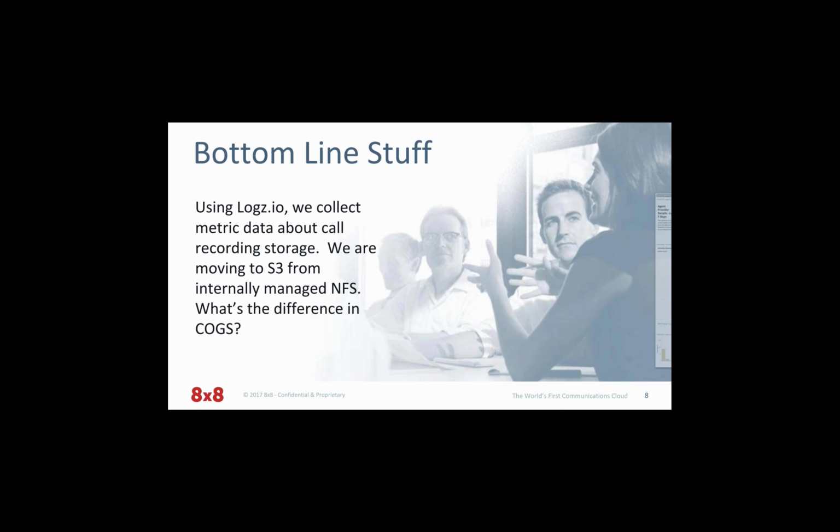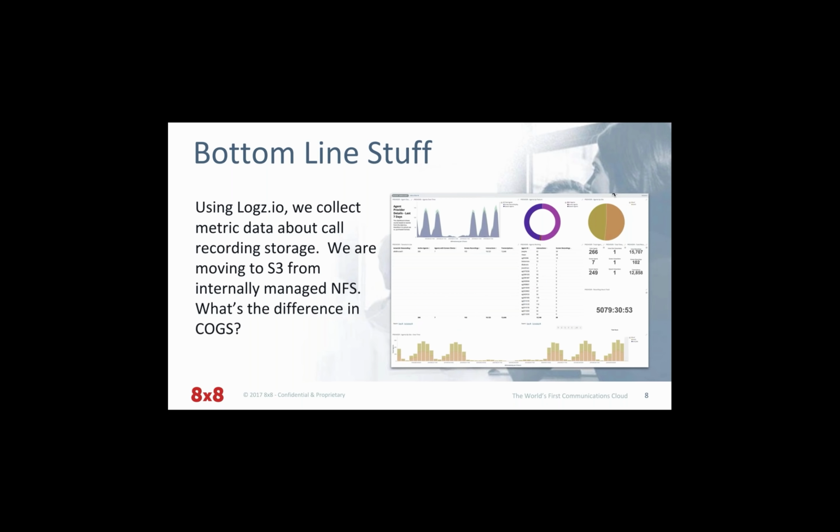We collect metrics data about call recording storage. So this is just a simple use case. We're moving some of our stuff to S3 from an internally managed NFS. Well, what's the difference in COGS, right? So how would I calculate that? Well, it's simple. I basically need statistical numbers.